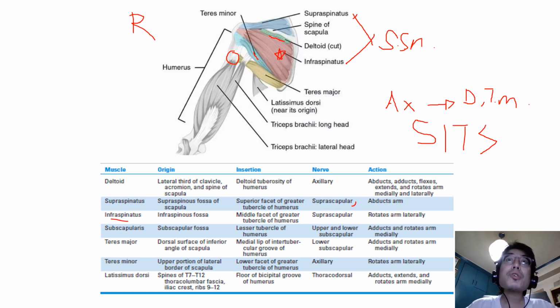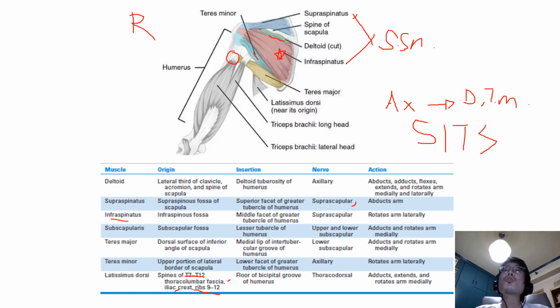The latissimus dorsi, which is actually a rather large muscle, is not shown here in its entirety, but we can see its cut side here near its origin. The latissimus dorsi originates from the spines of T7 to T12, the thoracolumbar fascia, the iliac crest, as well as ribs 9 to 12.